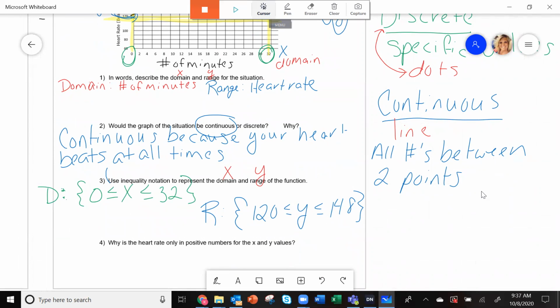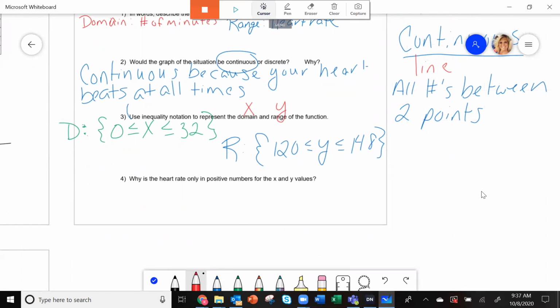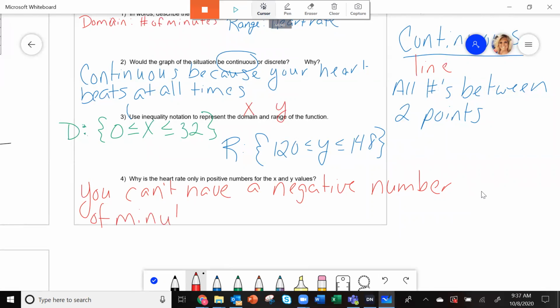So what we're going to write here, let me move this up. What we're going to write here is you can't have a negative number of minutes and heartbeats, just for the reasons that we just talked about. If you have negative heartbeats, you're not alive. And there's not negative minutes.